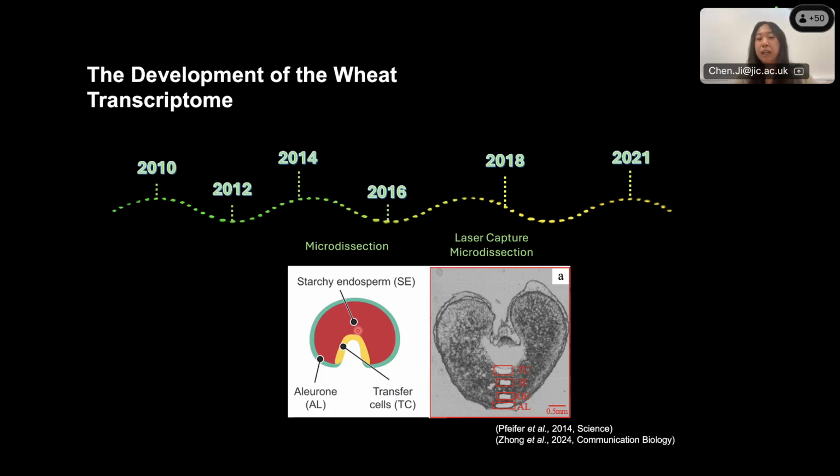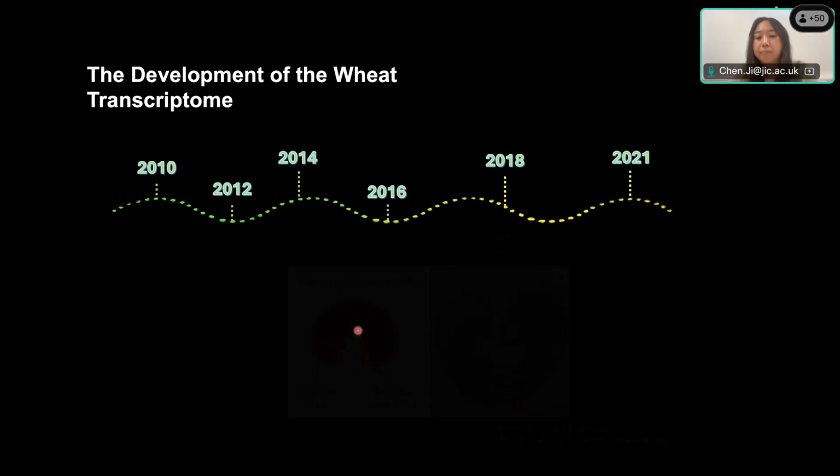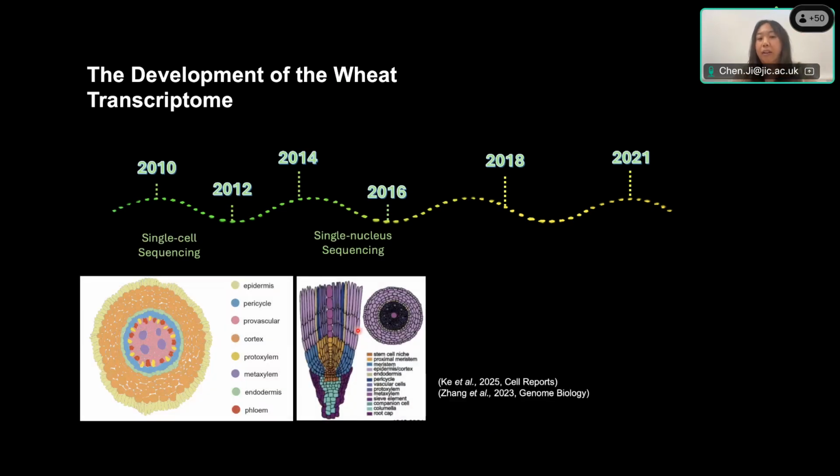And you can also use laser capture micro dissection. You can very carefully dissect one layer or several layers, and after that you get a punch of cells and do the RNA-seq. It's very useful for seeing, for example, the gene expression pattern in the aleurone layer.